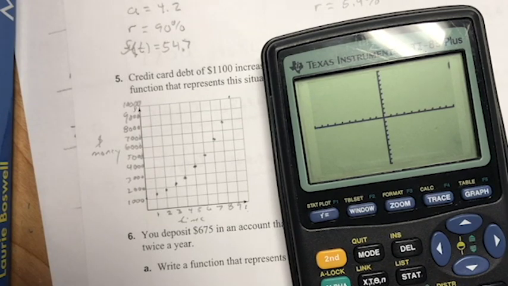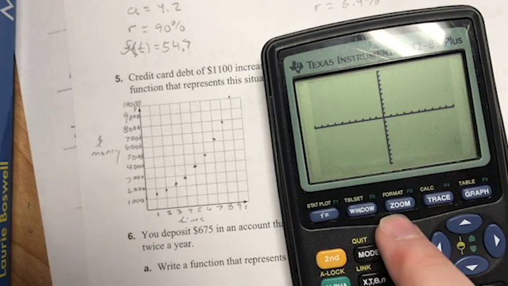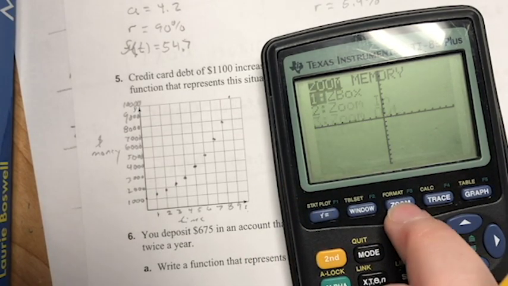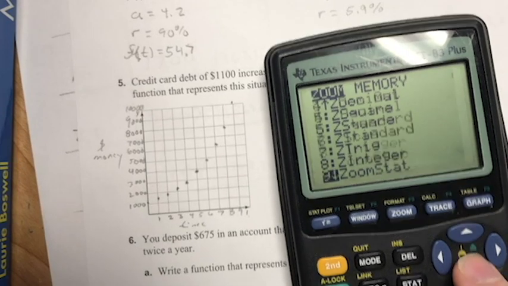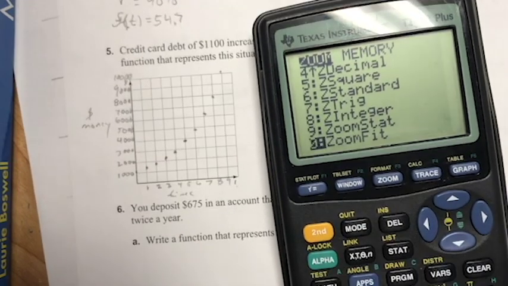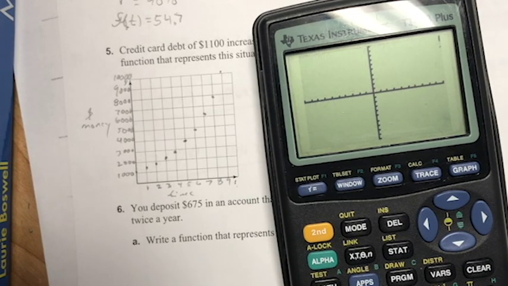It's not working, so let's see. Because it's not up there, we need to change our zoom. So if we go to zoom, let's go to what's called fit. Let's see, zoom fit. And hopefully this should show it to us. It's going to change our graph ever so slightly. Give it a moment.